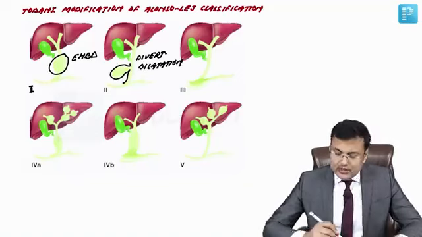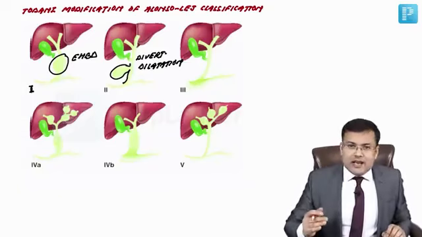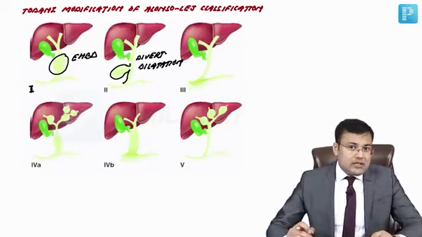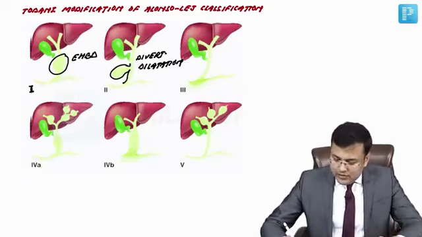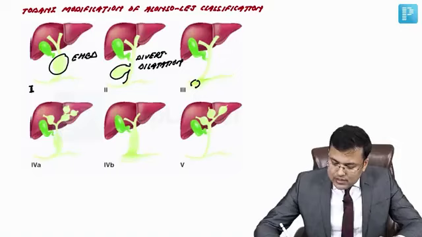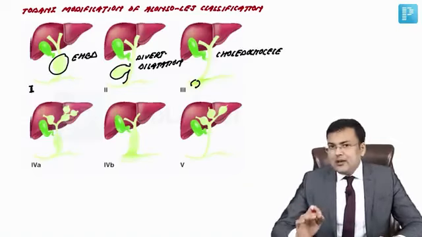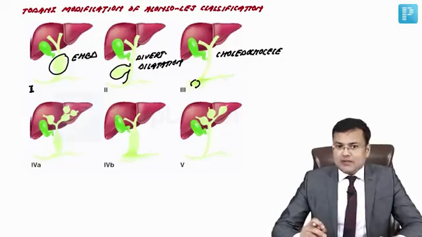What happens in type 3? There is dilatation of intraduodenal part of bile duct, and that's why it is also known as choledococele. So here you can see this part is dilated. So type 3, that is also known as choledococele, in which there is dilatation of terminal part or intraduodenal part of bile duct.